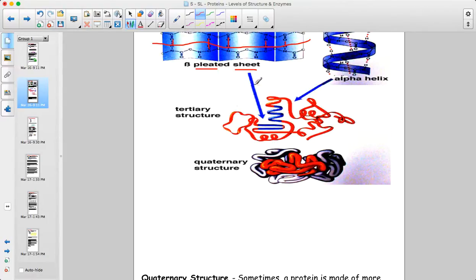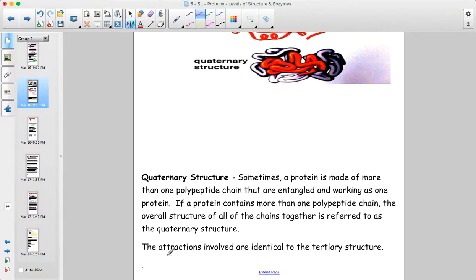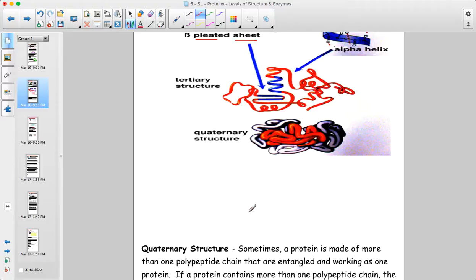So if this is one chain, you can see it now in red, entangled with all this other polypeptide chain, but they're actually two separate chains functioning together as one big protein. And that's what a quaternary structure is. The attractions for a quaternary structure are the same as the ones we listed for the tertiary structure.